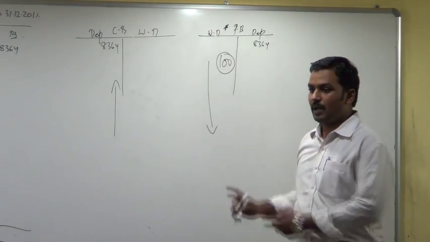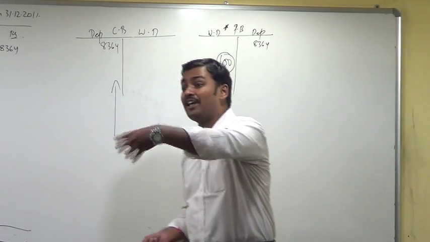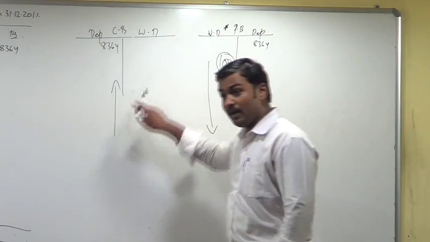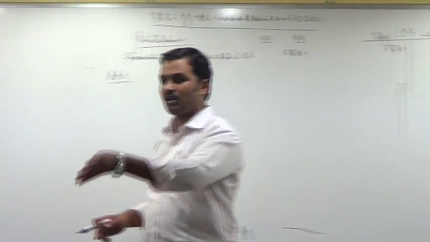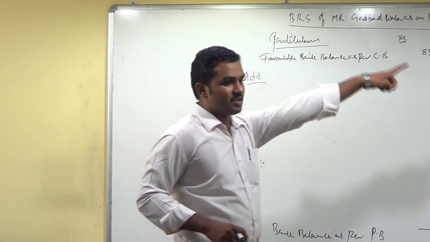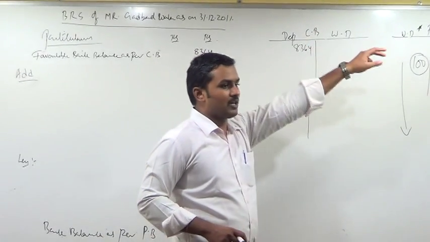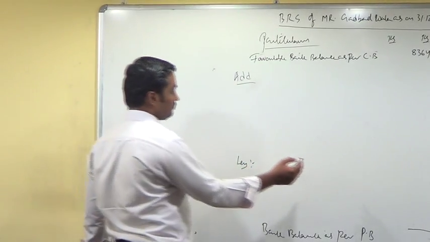100 rupees payment recorded in the passbook, but ignored in the cash book. We forgot it. So it is like a payment not recorded in the cash book. If you see, the passbook balance is 100 rupees less, the cash book balance is 100 rupees more. What should I do to the cash book to make it equal to the passbook? Less. Less by how many rupees? 100 rupees.